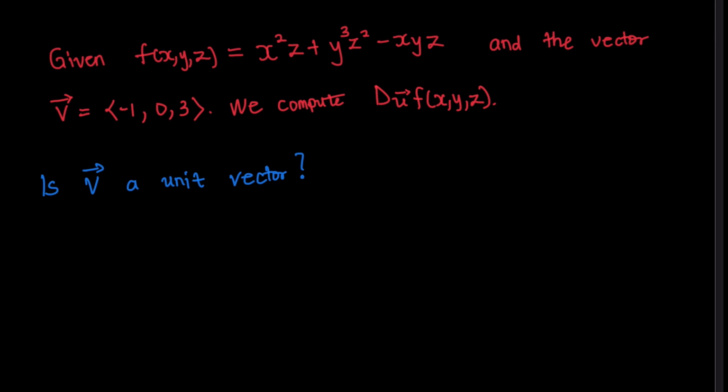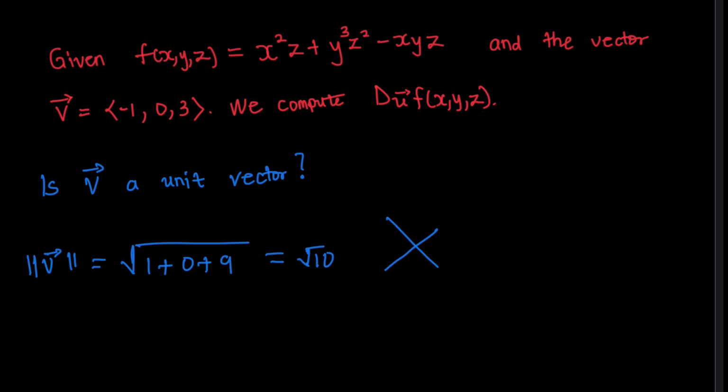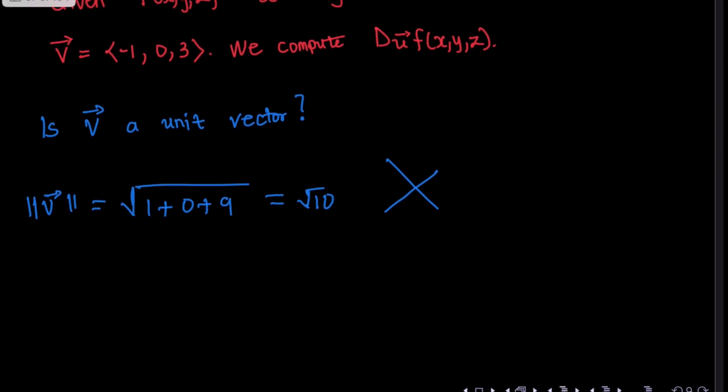So now let's compute the norm to see if the norm is equal to 1. So we are going to have the square root of minus 1 squared is 1, 0 squared is 0, and 3 squared is 9. So that's going to give us square root of 10. So v is not a unit vector. So now we have to convert v to a unit vector. To convert a vector to a unit vector, we just have to divide the vector by its magnitude. So the unit vector, say u, is equal to minus 1, 0, 3 divided by the magnitude, that's root of 10.